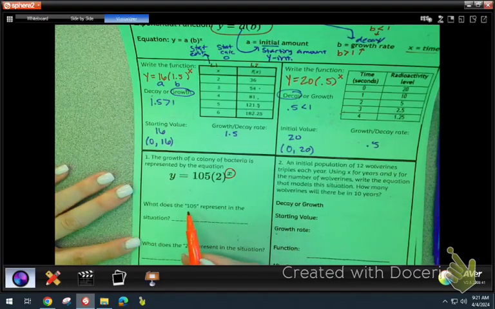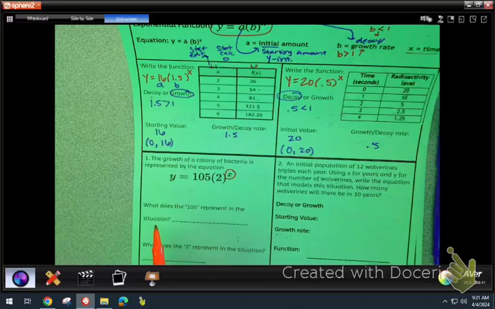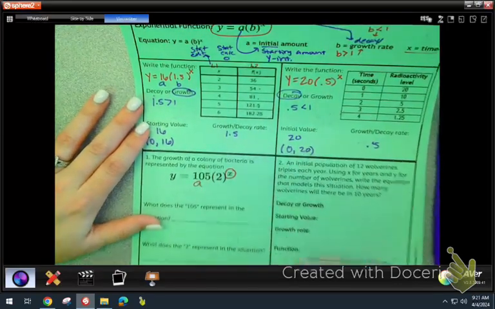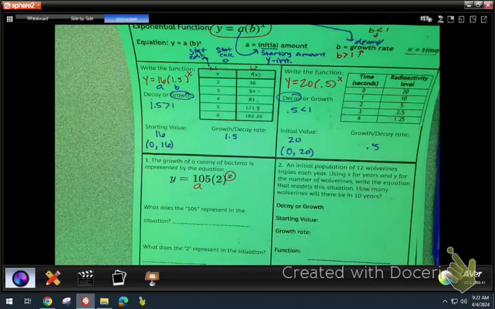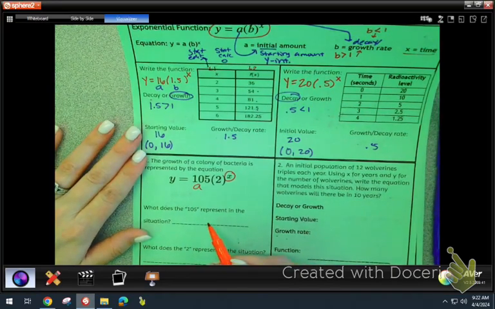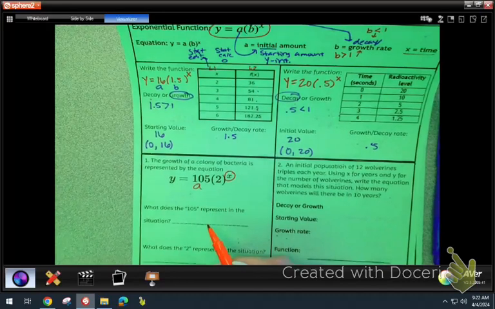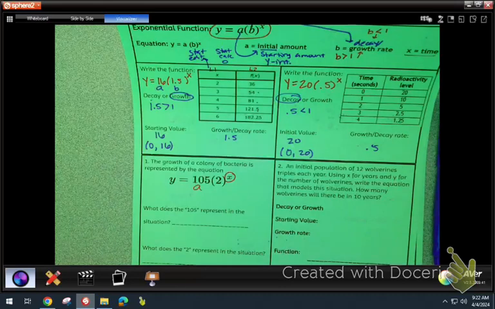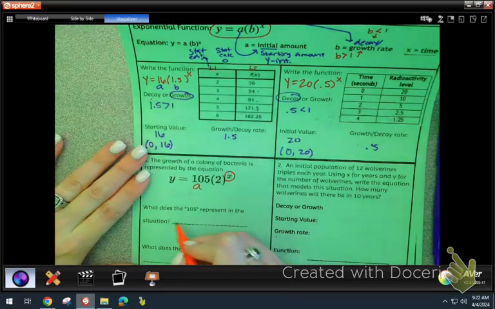It says, what does the 105 represent? Well, here's my question. Is 105 an A value or a B value? If you were to label these, what would you say 105 is? A. How do you know it's A? Because it's before the parentheses. Is 105 attached to the exponent? No. So that's my A value. Now, in a story, what does this represent? Your A is always your starting amount. So if there's 105 right there, how many bacteria am I starting with? 105. So that's what it represents.